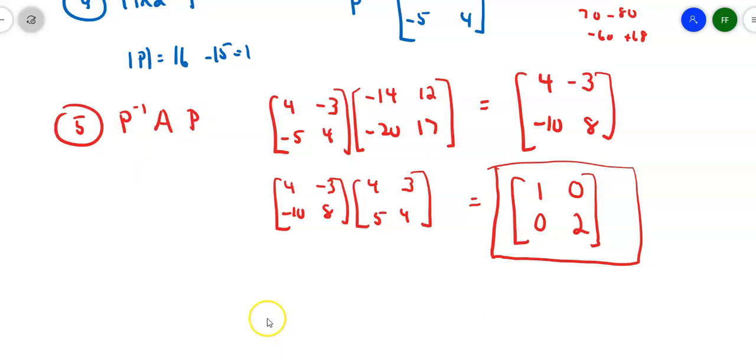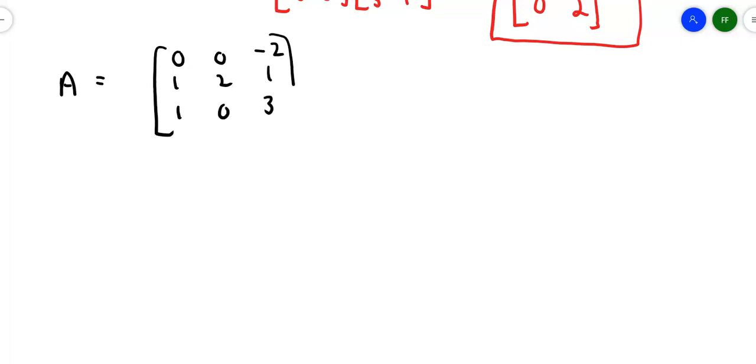All right, let's try this for a bigger matrix. Let's try this for matrix A equals 0, 0, negative 2, 1, 2, 1, 1, 0, 3. I want to diagonalize.